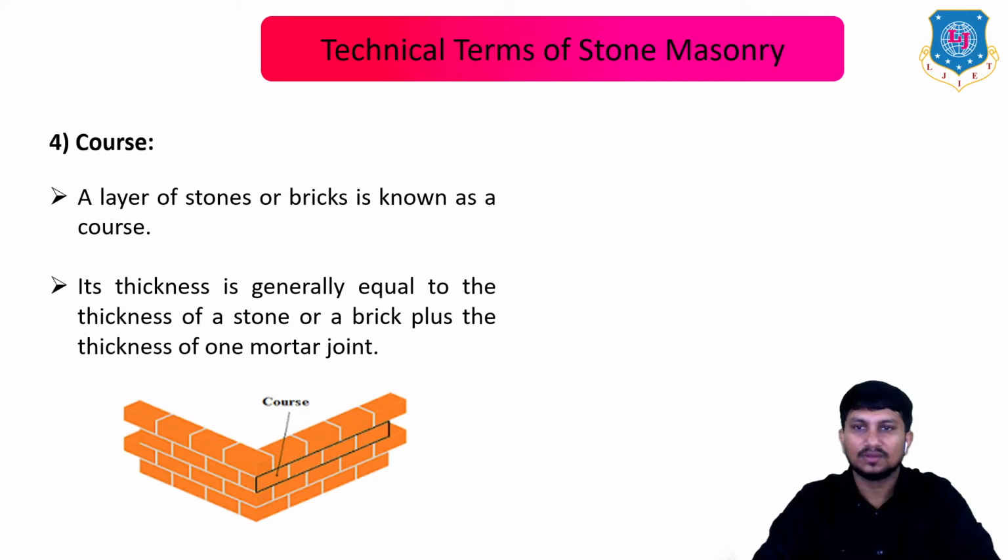Next is course, or you can say layer. A layer of stones or bricks is known as course. Its thickness is generally equal to the thickness of stone or brick plus the thickness of one mortar joint.